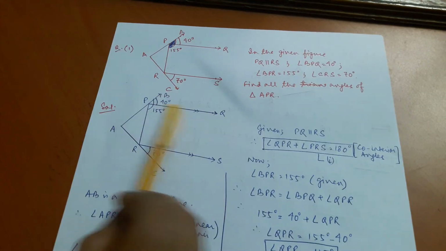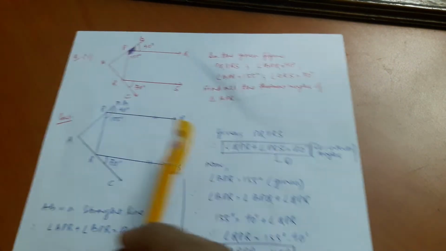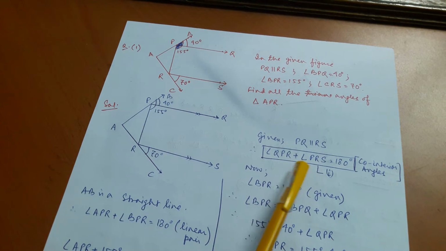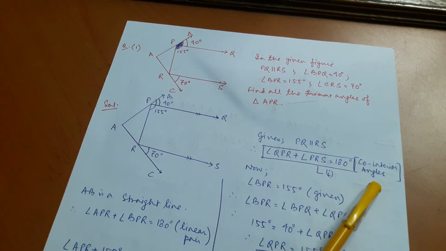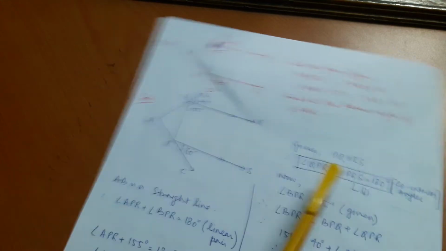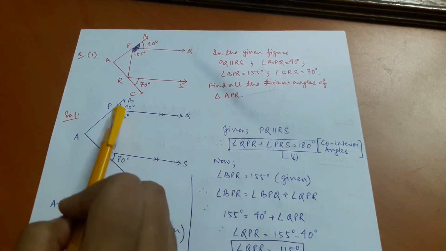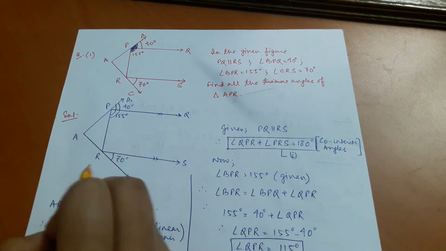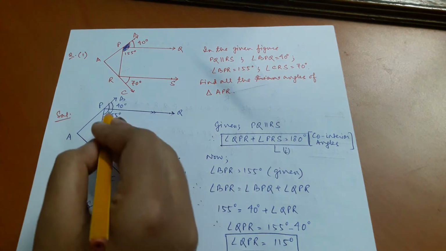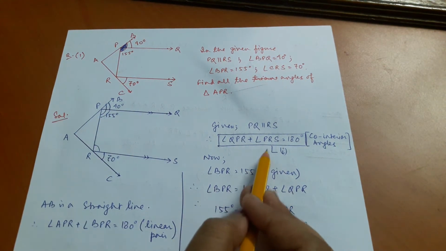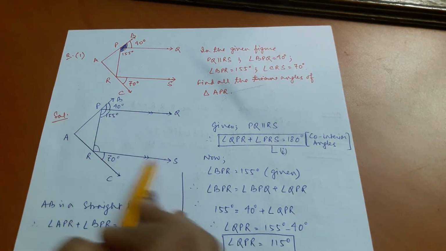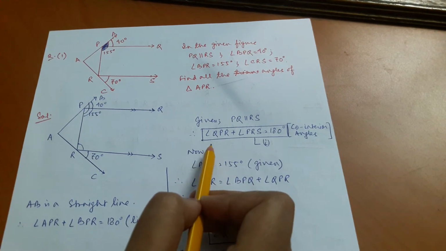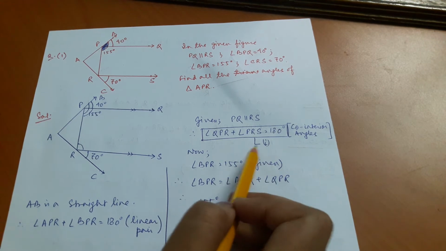Now I have redrawn the given figure. Given PQ is parallel to RS. Therefore angle QPR plus angle PRS equals 180, co-interior angles. We learned in an earlier video what co-interior angles are. Angle QPR, this angle, plus angle PRS. These two angles are co-interior angles and I have named this as equation 1. And if PQ and RS are parallel, it means the sum of co-interior angles is 180 degrees. So in the same manner angle QPR plus angle PRS equals 180. I have named this as equation 1.